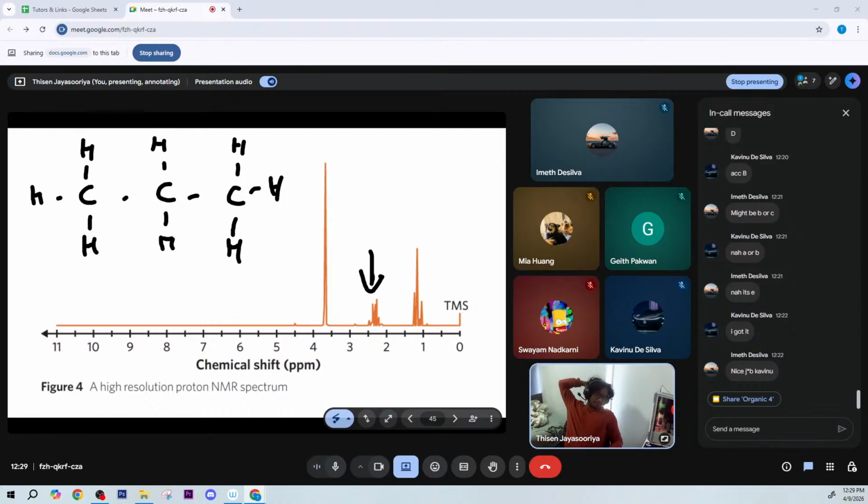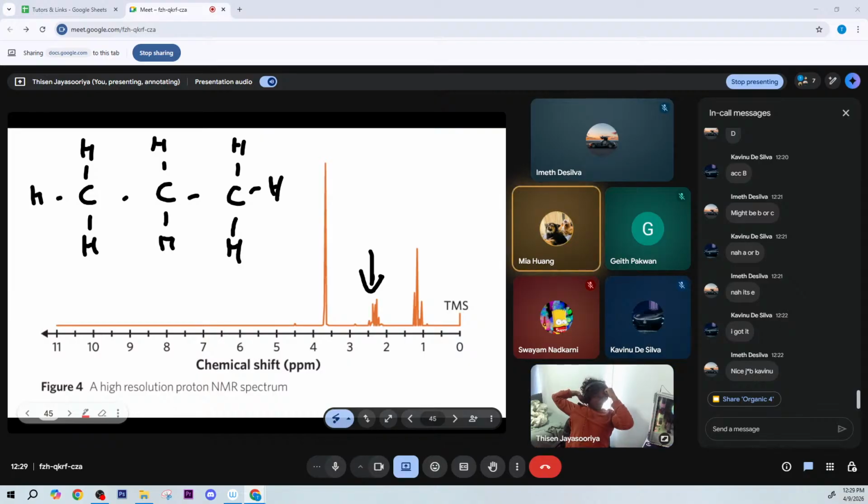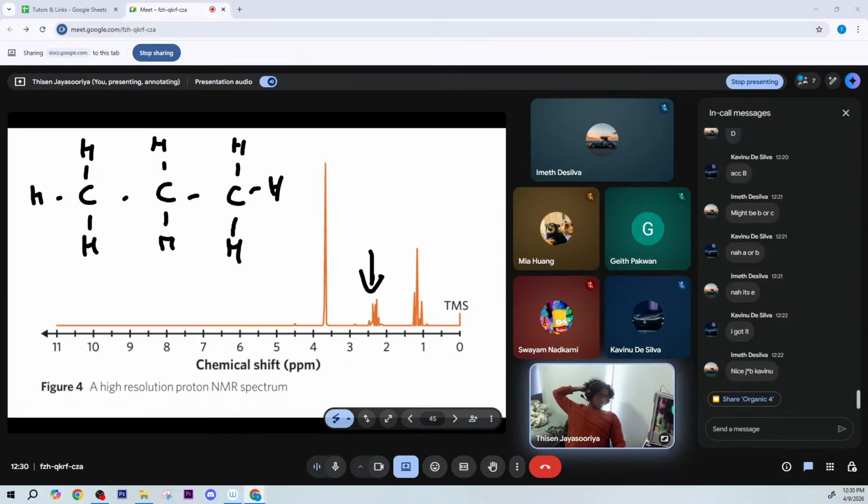Mia, how many distinct environments, or non-equivalent environments, are there here? Did you say 3? No, not quite. Kavinu, what do you think? How many environments are there?